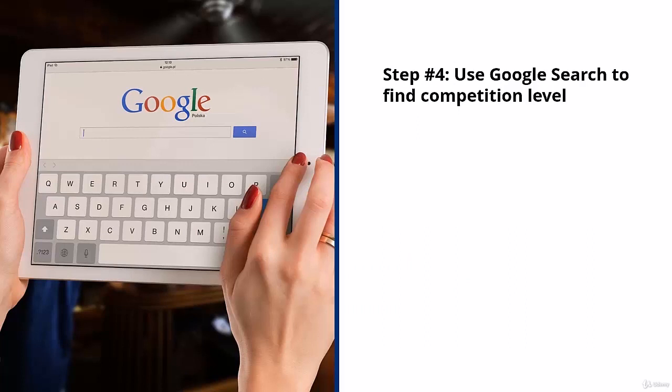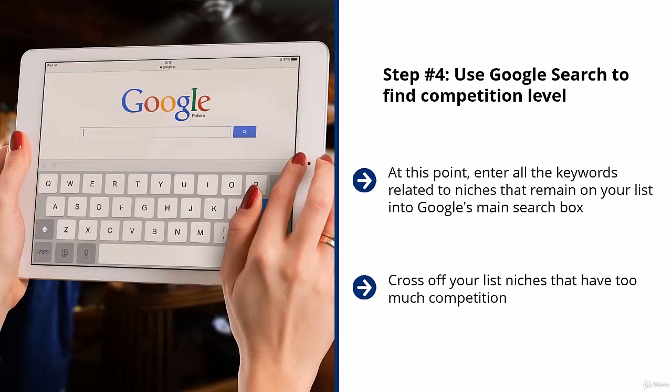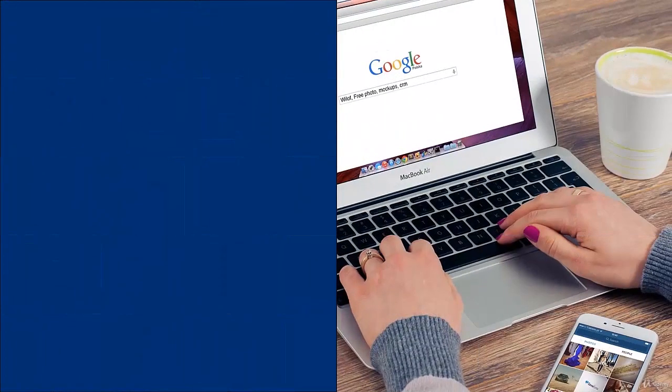Step number 4, use Google search to find competition level. At this point, enter all the keywords related to niches that remain on your list into Google's main search box. Your searches will return a list of websites targeting the keyword you searched for. Cross off your list niches that have too much competition. This is comparative, so take off the top 20 to 30% in terms of competition. Avoid targeting saturated niches. You don't want to build a website and put in all that time and effort only to find out that there's too much competition.